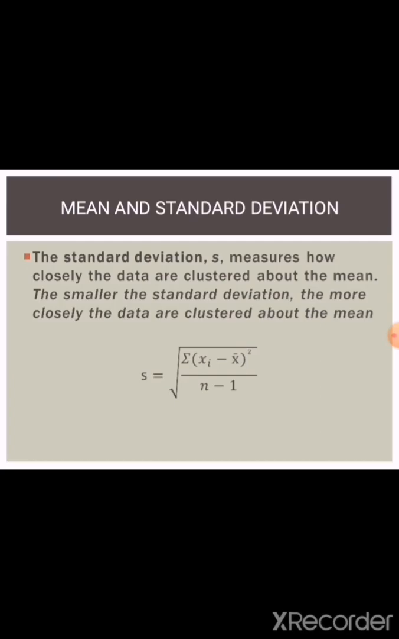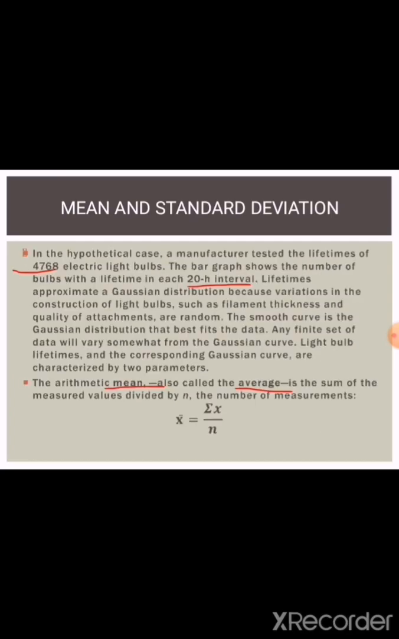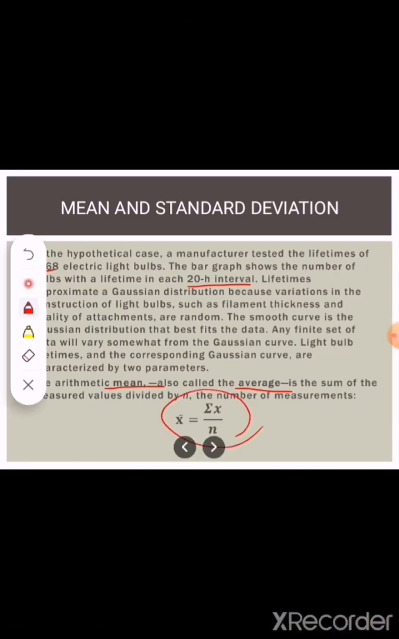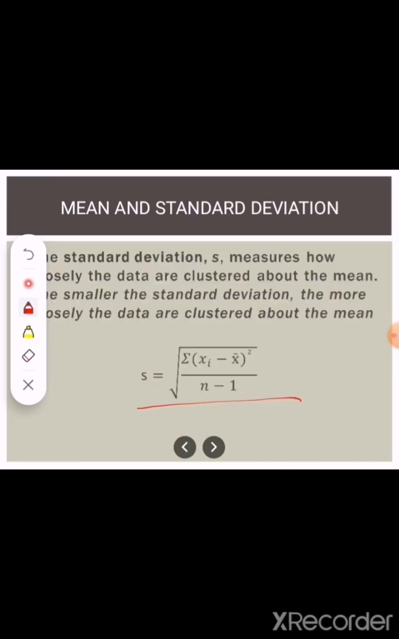So we have this formula for the mean or the average, which means the summation of data over the number of samples for the mean. And for the standard deviation, we have this, the summation of the value minus the mean squared, at yung summation niya over n minus 1. So that is the standard deviation.